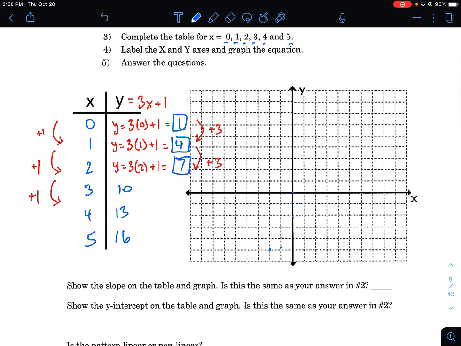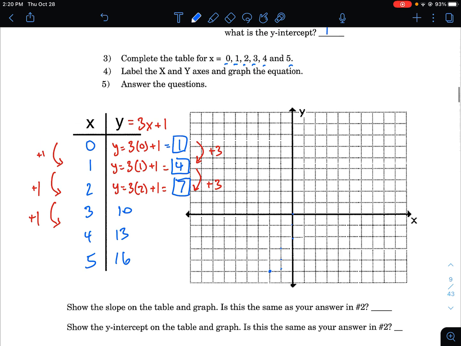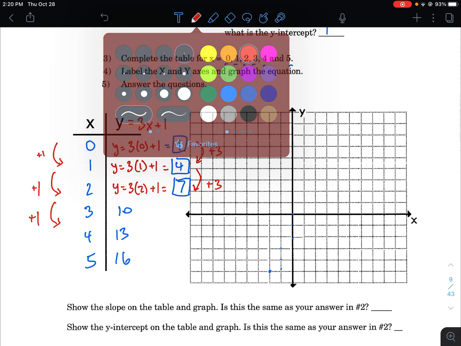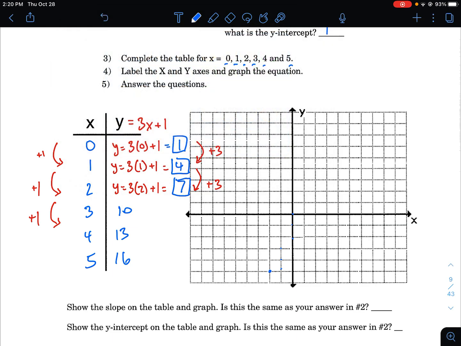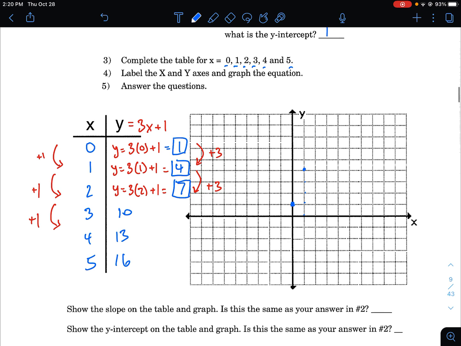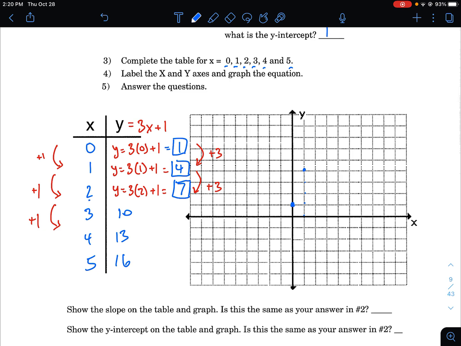Okay, so now we have our ordered pairs. We have 0 and 1, 1, 4, 2, 7. So 0, 1. Let's graph that. 0, 1 is right over here. Next point is 1, 4. So 1 and then 1, 2, 3, 4. And then 2, 7. 2, 7, so 2. And then 7, 4, 5, 6, 7.